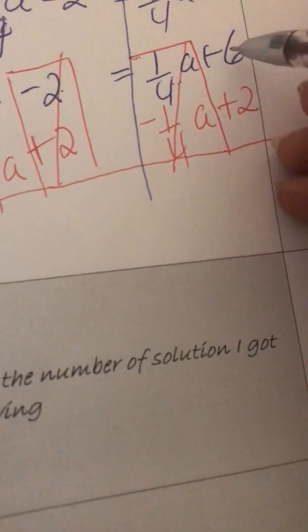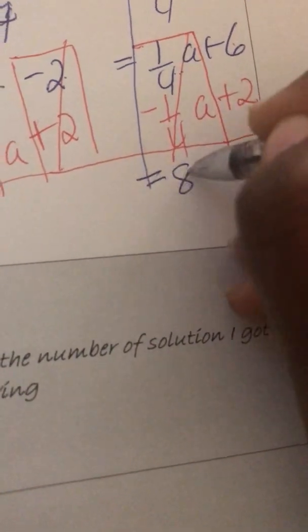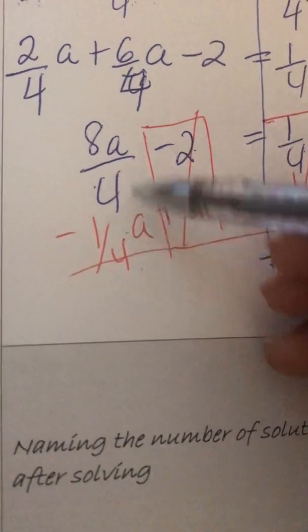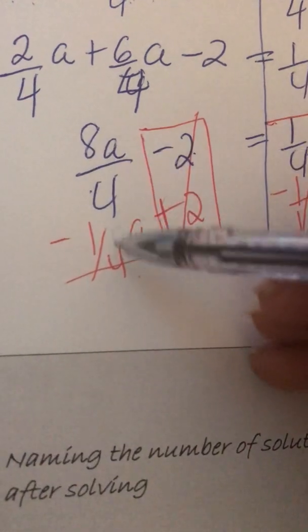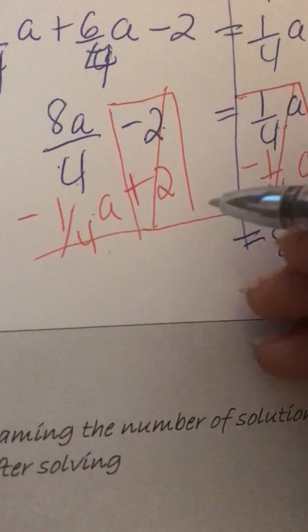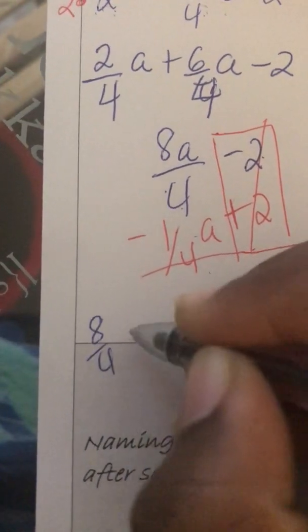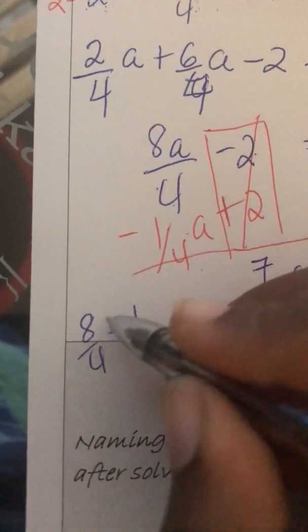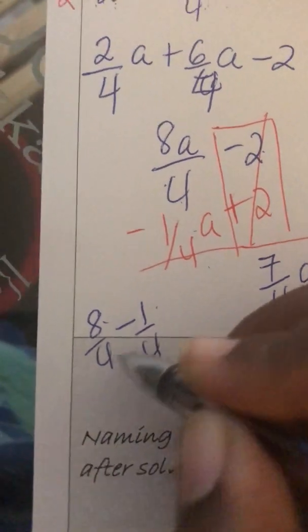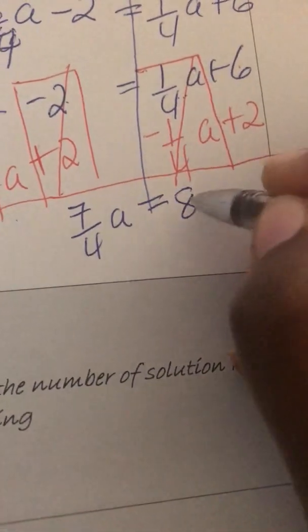Easier to solve this. The 6 plus 2 is 8. And then here we have what? I can subtract. 8 minus 1 is 7. So I have 7 over 4a. I can subtract them. How do I know? 8 over 4 minus 1 over 4. 8 minus 1 is 7, and we don't touch the denominators. All right, now I need to find a.